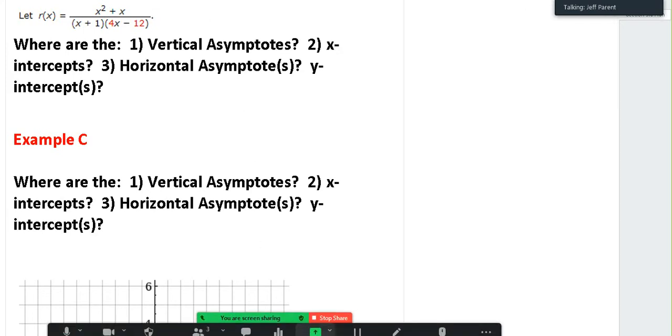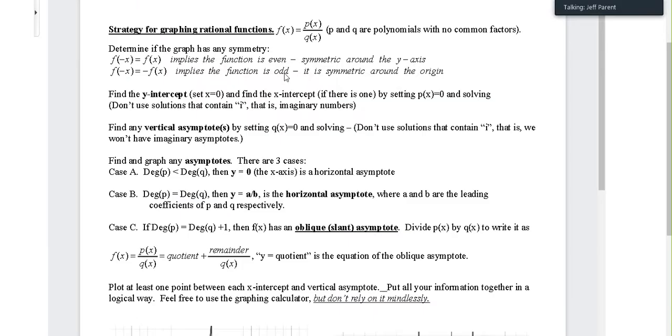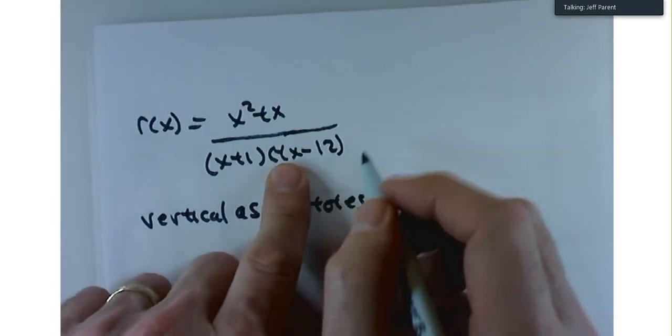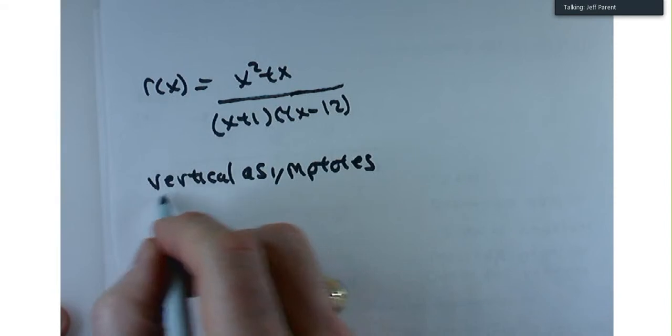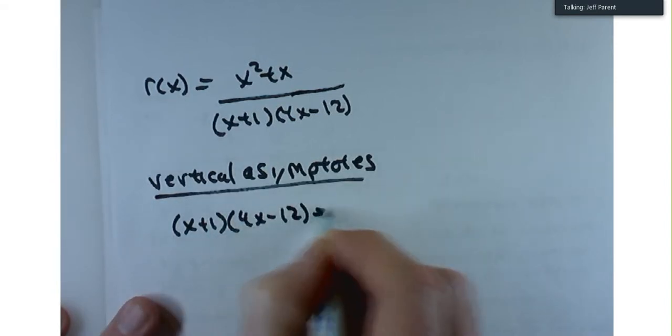If you look at your handout, I think I've said a lot of stuff about those types of things on your handout. So that's this one right here. Vertical asymptotes, you find it by setting the denominator equal to 0 and solving. We're not going to worry about imaginary or complex solutions. We're just looking for the real solutions. It's not going to concern us as far as this type of problem is concerned. So I want to know where this is equal to 0. Vertical asymptotes, so it's going to be x plus 1 times 4x minus 12 equals 0.